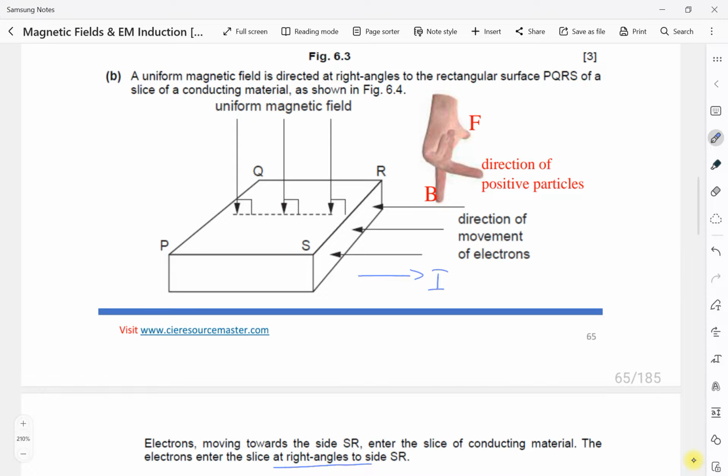So you'll observe that with the first finger pointing in the direction of the magnetic field, which is downwards, and the second finger pointing in the opposite direction to the electric field, which is towards the right, if you use your left hand, you notice that the thumb must point away in that direction, as represented here. That should be into the page. If you hold your page vertical, the thumb should be into the page using Fleming's left hand rule. So that means it should be pointing towards end QR.